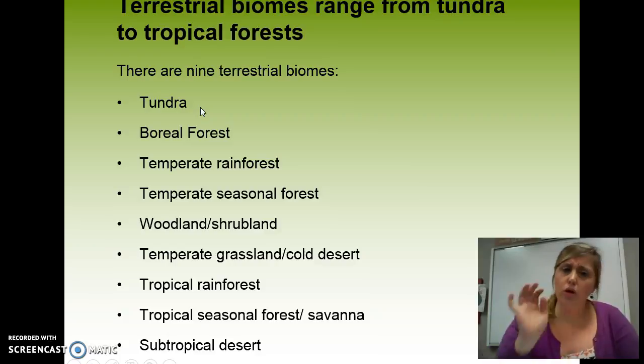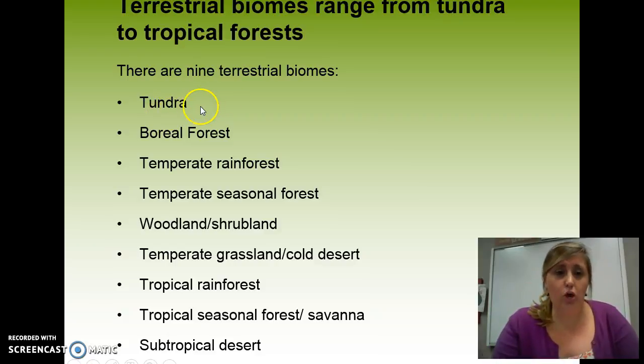So I'm just going to go in order by how y'all sit. So for the tundra, we're ladies first. We'll start with Caitlin. The boreal forest, Jake. The temperate rainforest, Russell. The temperate seasonal forest, Mr. Poe. The woodland shrublands, I've got Joshua. Temperate grassland and the cold desert, Nathaniel. The tropical rainforest, Irvin. Tropical seasonal forest and savanna, Casey, and then I'll do the subtropical desert.